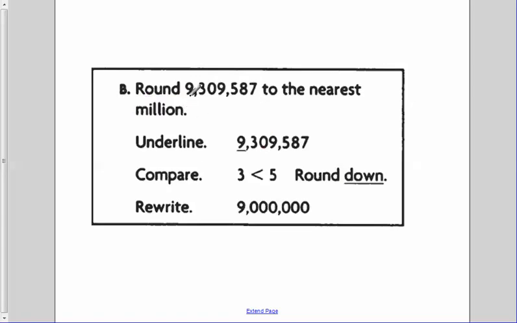Let's try it again. So we're going to round 9,309,587 to the nearest million. So again, we're going to look at what digit is in our million place. Well, it's a 9. And we're going to look to the digit to the right, and the digit to the right is a 3. So since 3 is less than 5, we are rounding down. Now, it doesn't mean that it's going to become 8 million, but everything to the right of it becomes zeros. So we round down to just 9 million.